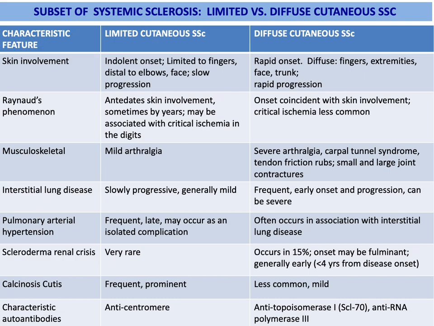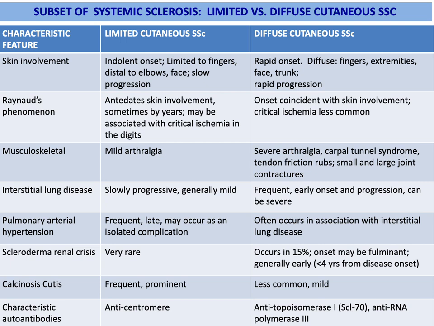These are the main differentiating points between the two subsets of systemic sclerosis. So based on skin involvement, limited cutaneous scleroderma is limited to the fingers, distal to elbows, face, and a slow progression, while diffuse cutaneous scleroderma has a rapid onset, and it tends to involve early the fingers, the extremities, the face, and the trunk with rapid progression. Raynaud's phenomenon antedates the skin involvement in limited scleroderma, while it is coincident with the skin involvement in patients with diffuse cutaneous scleroderma. However, critical ischemia is less common.